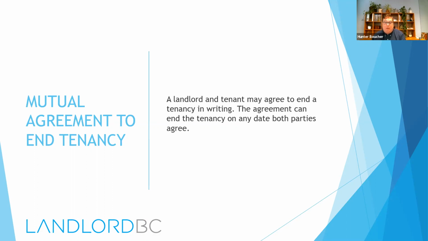So for example, you have a fixed term tenancy, it's set for a year, and 3 months in, the tenancy is just not working. You're not getting along with them, they're not getting along with you. Perhaps you have cause to end the tenancy, maybe you don't, and we'll get into what cause means in a moment. But both parties agree that this tenancy just needs to come to an end for whatever reason. You can come to an agreement at that time to mutually agree to end the tenancy.